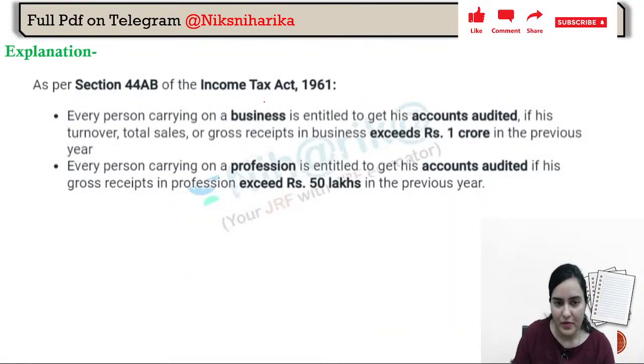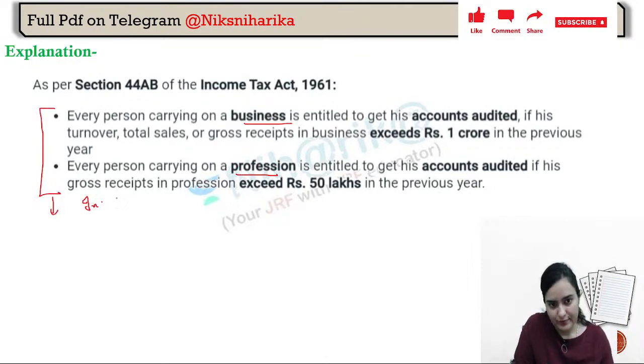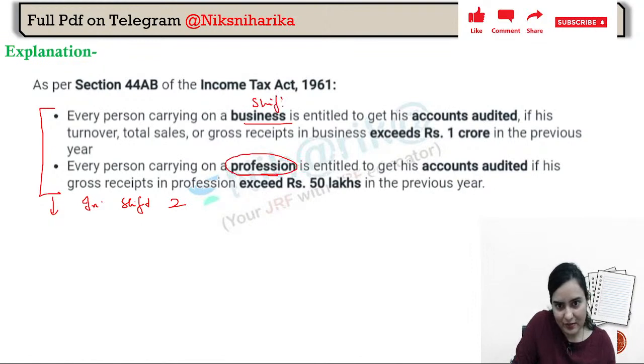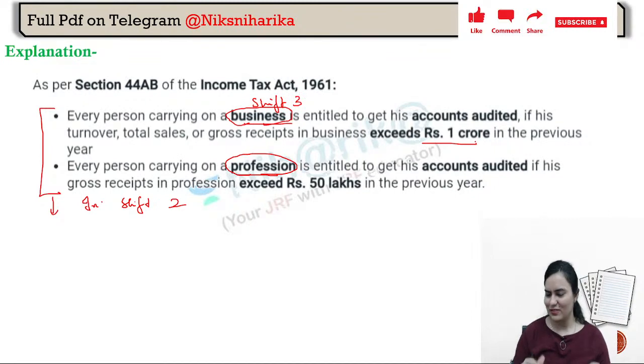Now, see, one very, very important thing. Do you know a fact? In shift 2, they asked this question. In shift 3 of commerce, they asked this question. I guess the options given were similar: 50 lakh, 1 crore, 2 crore. But in shift 2, they asked profession. In shift 3, they gave business.